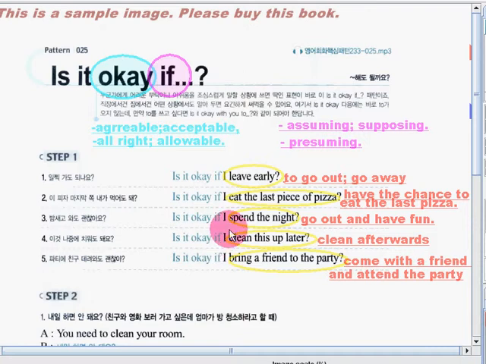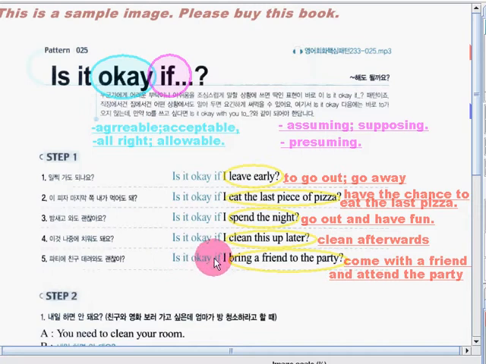Number 4. Is it okay if I clean this up later? Okay, so you're asking if it's alright or allowable if you will clean this up later. So what do you mean by this? You will clean up something afterwards or in a later time. So instead of cleaning it right now, you will clean it in a later time. Maybe because you're still watching your favorite TV show or you're still doing something that is more important than that.